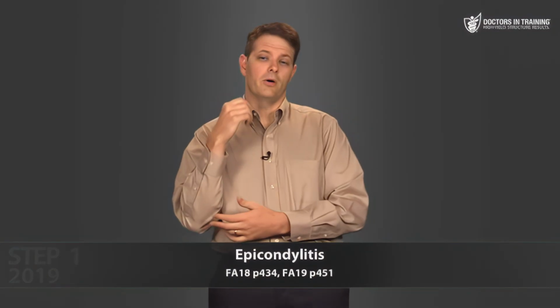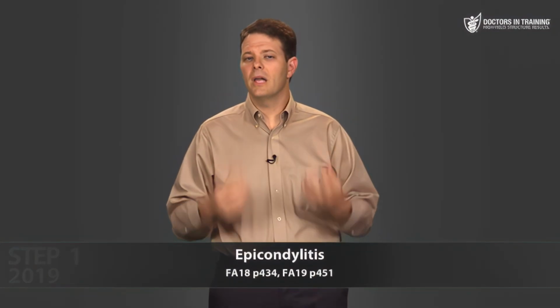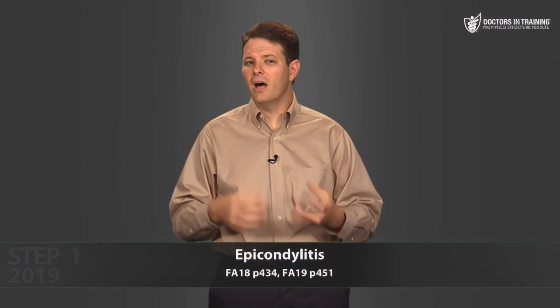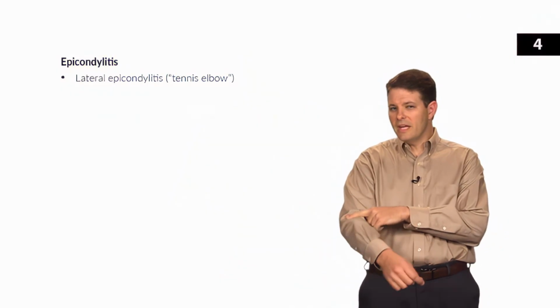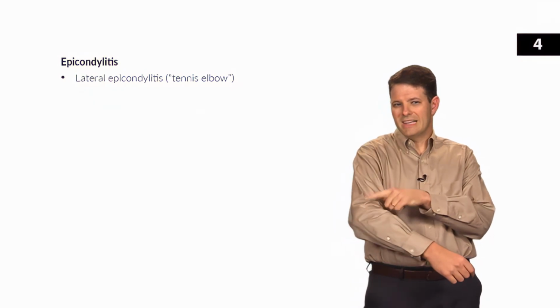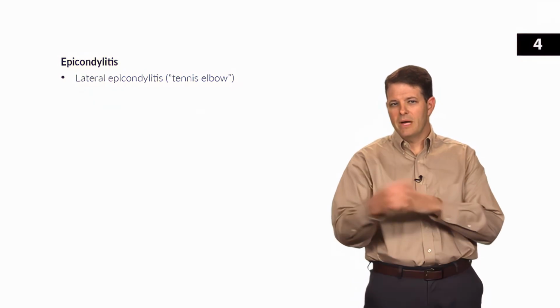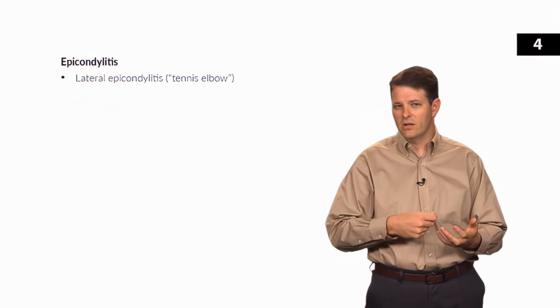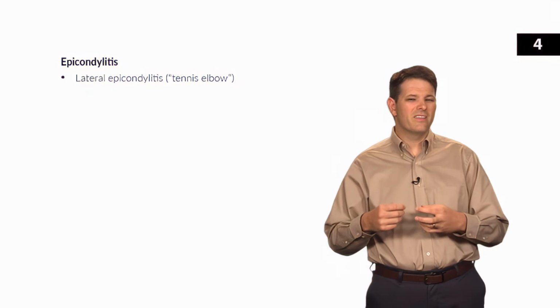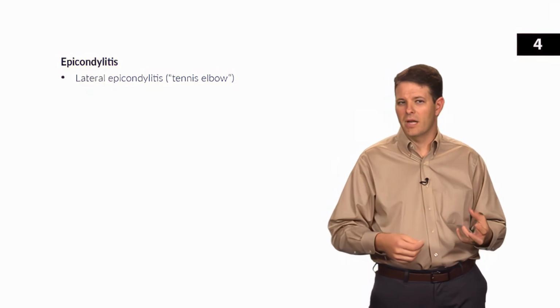Let's move up to the elbow. I want to briefly discuss epicondylitis, which is inflammation of one of the epicondyles of the elbow. There's lateral epicondylitis, which is called tennis elbow. This is inflammation of the lateral epicondyle due to repetitive use that leads to small tears in the wrist extensor tendons that attach there. So it may be a little more accurate to call this a tendinopathy rather than epicondylitis.